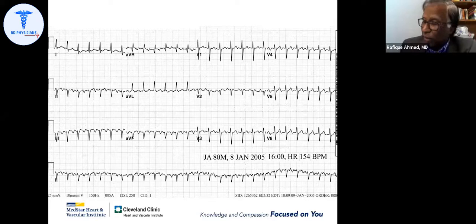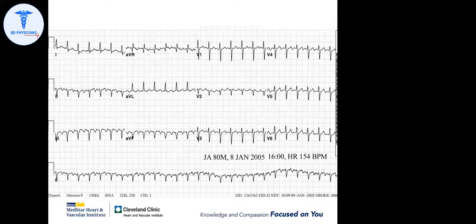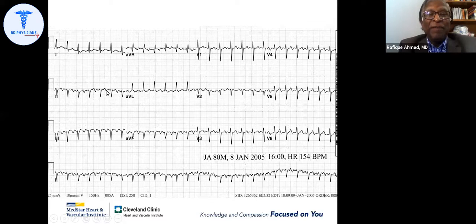Okay, not atrial fibrillation. And sir, rhythm regular, and here, sir, the P wave, sir, like sawtooth appearance in lead 2 and AVF. Maybe, but where is the second saw? It's not like the other one.